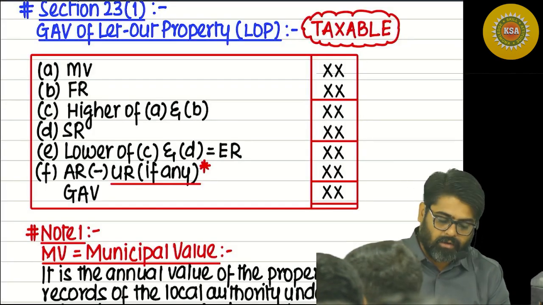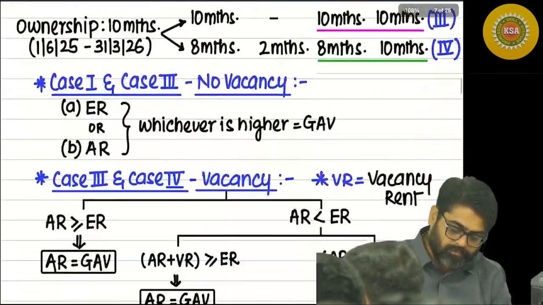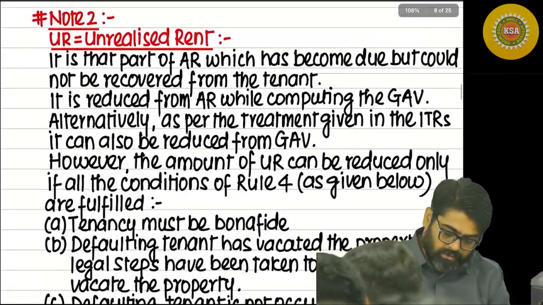Sometimes the unrealized rent is reduced from actual rent. But sometimes it can also be reduced from GAV. Please pay attention.